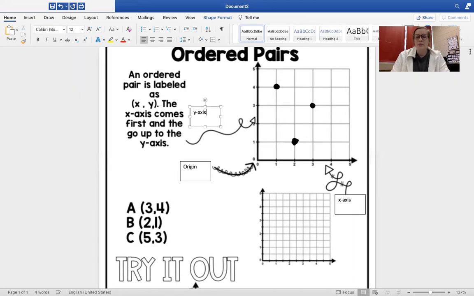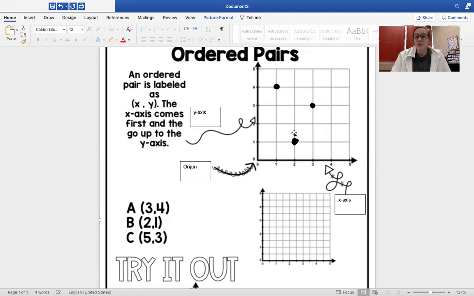And the reason that is so important is because if you remember, when we look at ordered pairs, which you will see right down here, you have to look at the x-coordinate, which is the first coordinate, to tell you how far to move left or right on the x-axis. Then you look at the y-coordinate, which is the second coordinate, to tell you how far to move up or down on the y-axis. You always start at the origin.